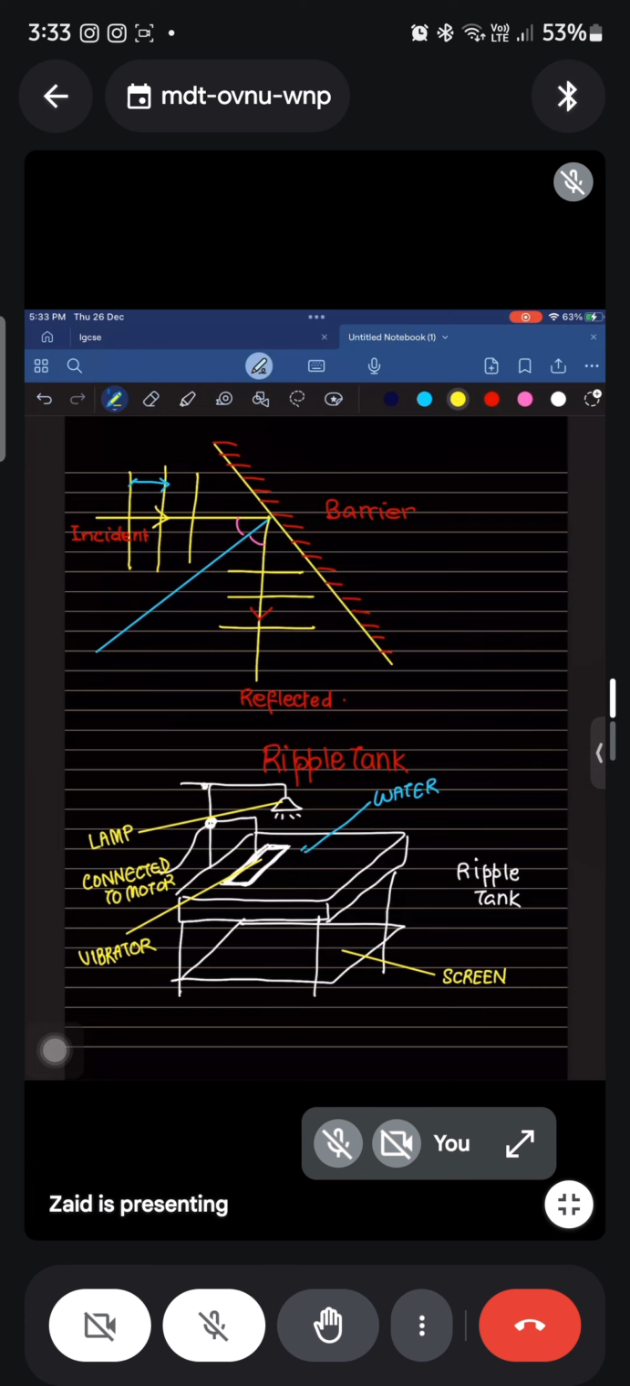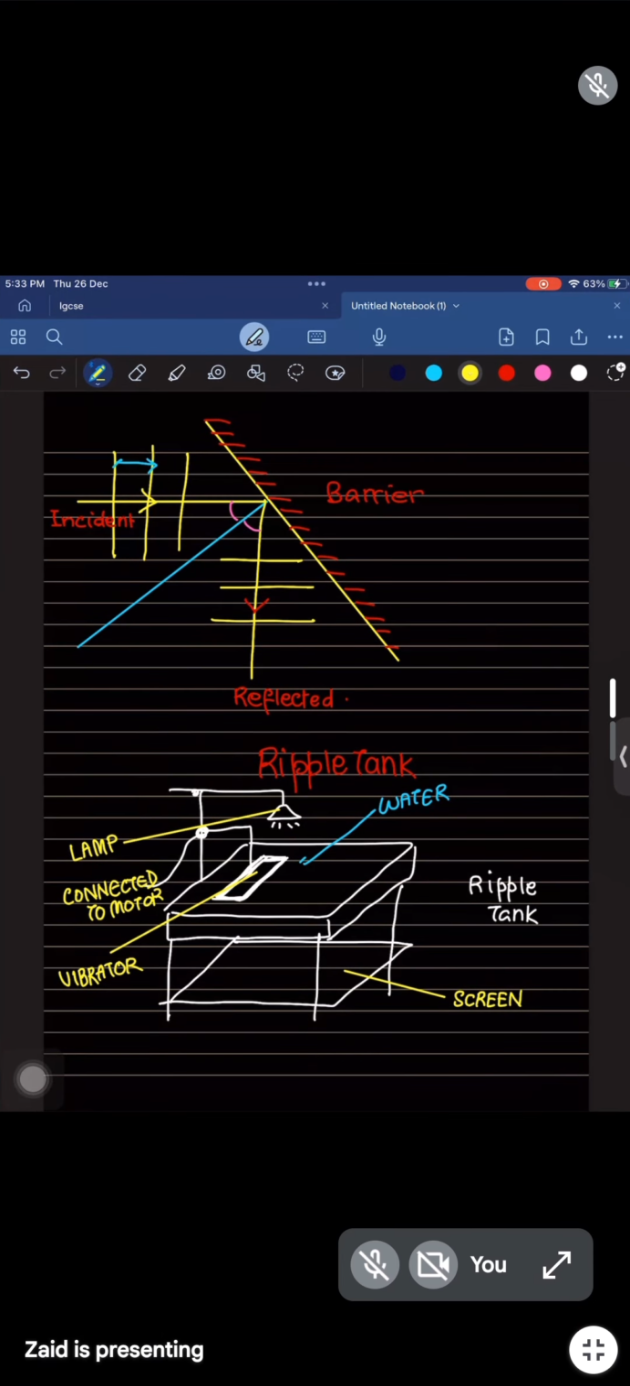Diffraction is when you place an obstacle and the waves are going to spread around the obstacle. Okay. So for diffraction, we have to put something over here like this. Only then will the waves be diffracted, and it will go like this. Getting it?